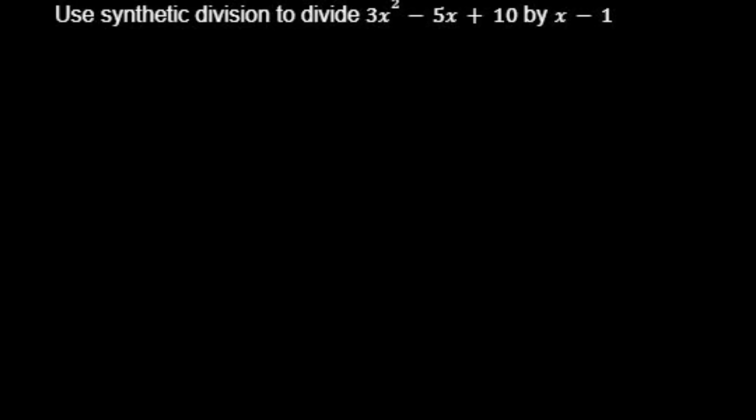Okay, here we have another synthetic division one. So going through the same idea, we have the synthetic division bar. The setup in the top row: our highest exponent is 2, so we're going to start with 3, then negative 5x to the first, then 10x, or 10 without the x. And as far as what goes outside the bar, it's the opposite sign. So we have x minus 1, so positive 1 will go out here.